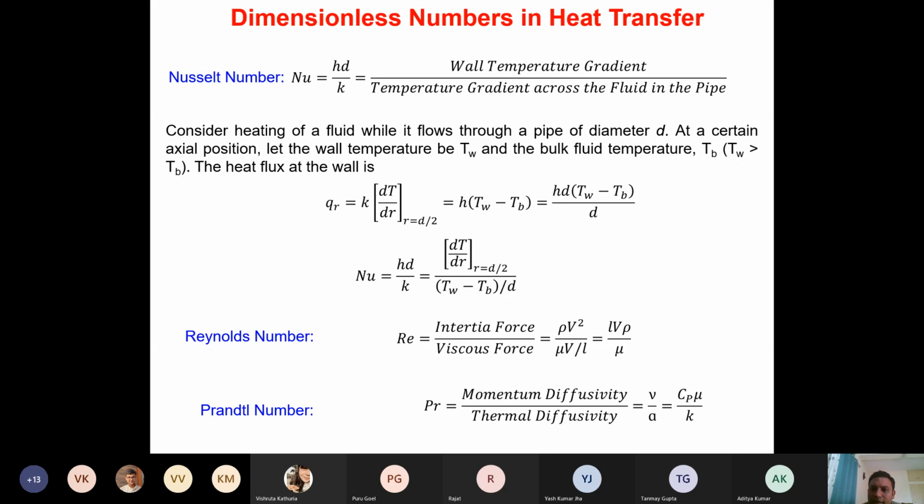So what I am trying to get here is the temperature gradient across the pipe. TW is the wall temperature, whereas TB is the bulk temperature, and I am dividing this difference by the entire cross section D. So basically what I am calculating here is the temperature gradient across the fluid pipe. That is the definition of the Nusselt number: the wall temperature gradient divided by this. I am saying wall temperature gradient because the gradient dT by dr is calculated at r equals D by 2. Is it all right?